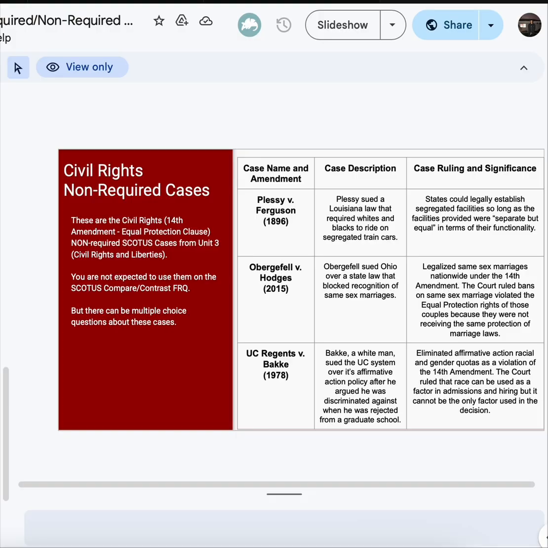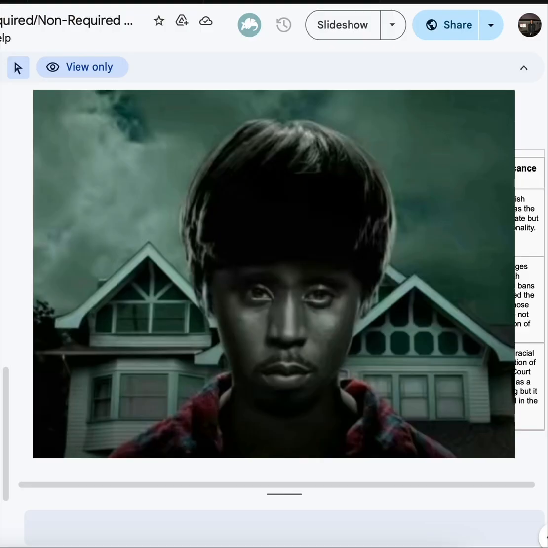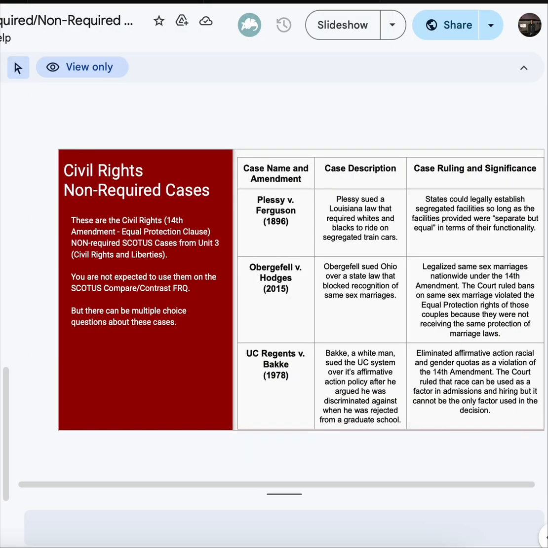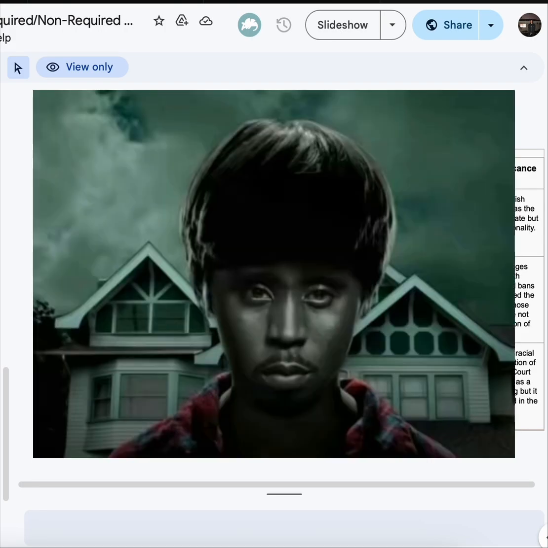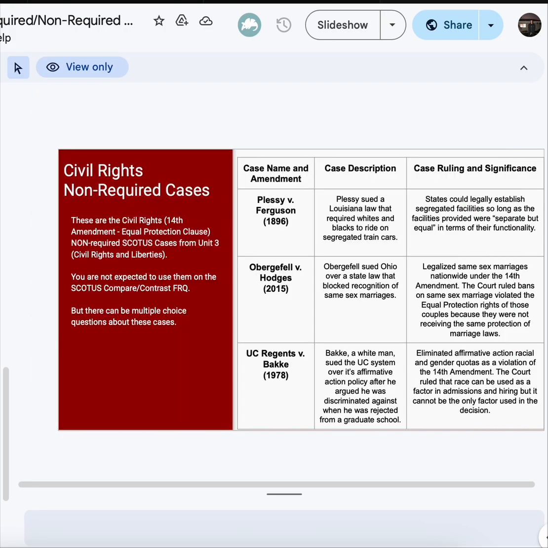So I would think of Plessy v. Ferguson as that one evil case in this bunch. When I think evil, I think Plessy. So evil Plessy, evil Plessy.